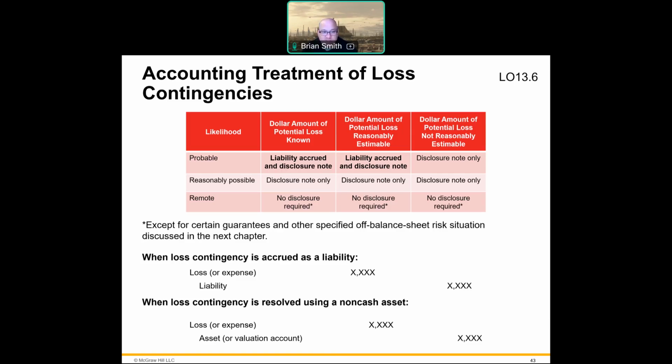When the loss contingency is accrued as a liability, we're debiting whatever the loss or expense is, crediting the liability. When it's resolved, if it's a non-cash asset, we're going to debit the liability and credit the asset. If it's paid in cash, it's going to be a credit to the cash.